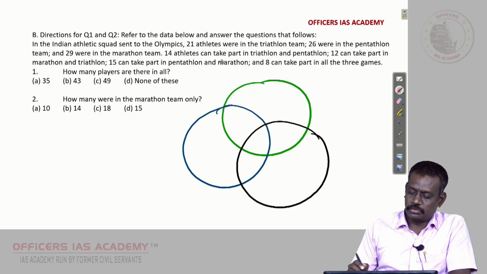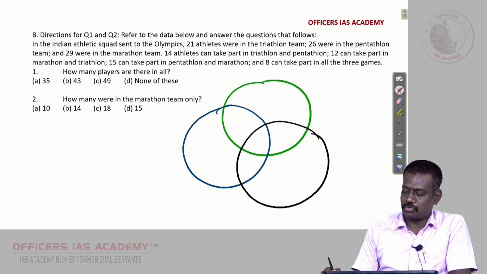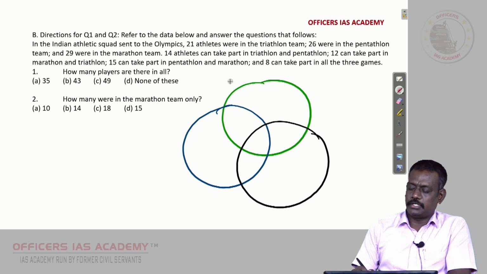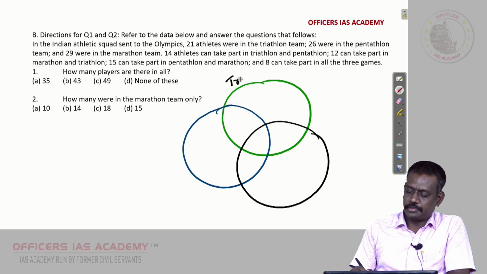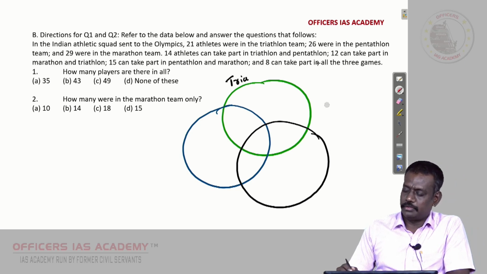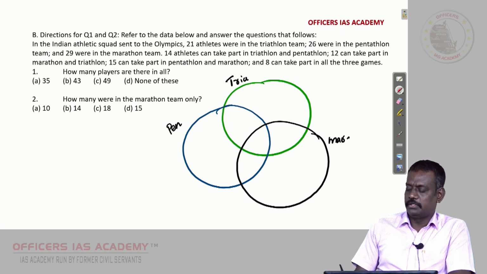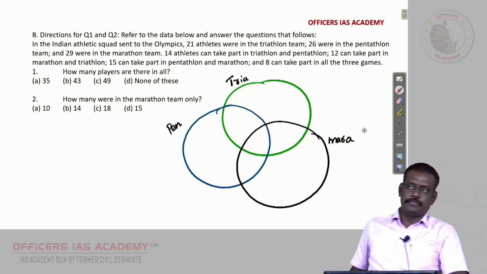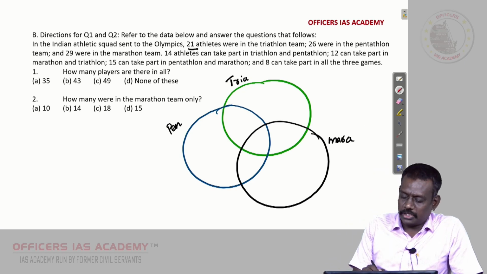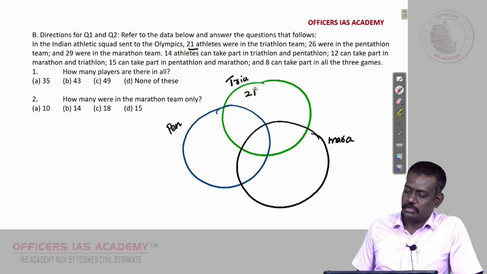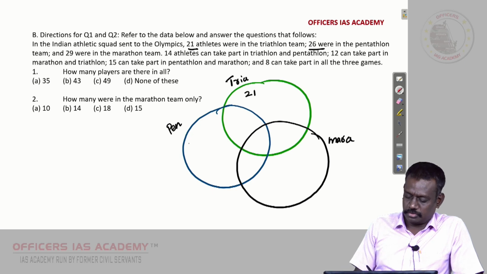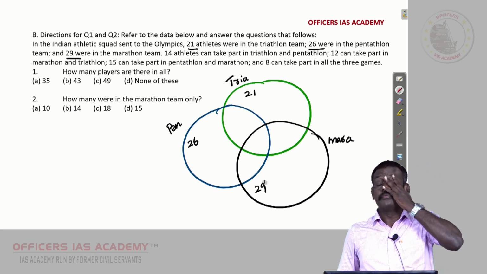So here in the Indian athlete squad, 21 were in the triathlon team, and 26 were in the pentathlon team. Next 29 were in the marathon team. So 21 in triathlon, so I will write 21 here, 26 in pentathlon, so 26 here, and 29 in marathon, so 29 here.